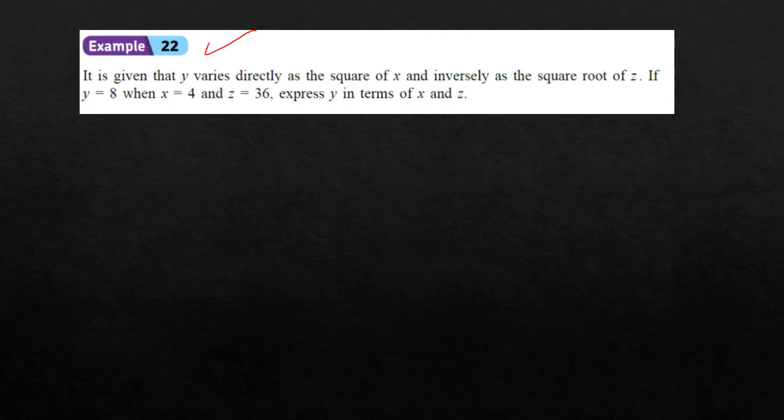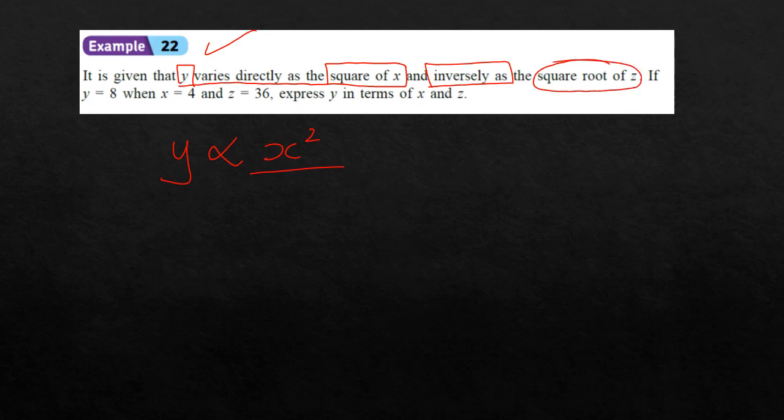So let's see example 22. This is your first question on combined variation. It is given that y varies directly as the square of x. Okay, y varies directly as the square of x. This is the square of x. And inversely as the square root of z. That's it. So you change this into equation.